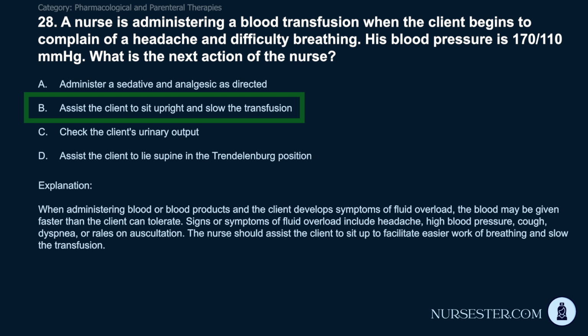When administering blood or blood products and the client develops symptoms of fluid overload, the blood may be given faster than the client can tolerate. Signs or symptoms of fluid overload include headache, high blood pressure, cough, dyspnea, or crackles on auscultation. The nurse should assist the client to sit up to facilitate easier work of breathing and slow the transfusion.